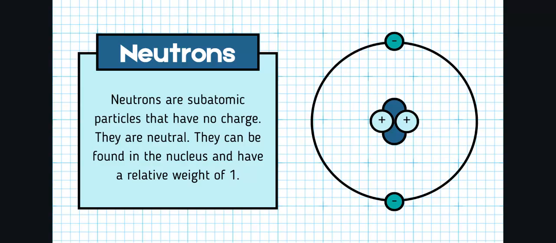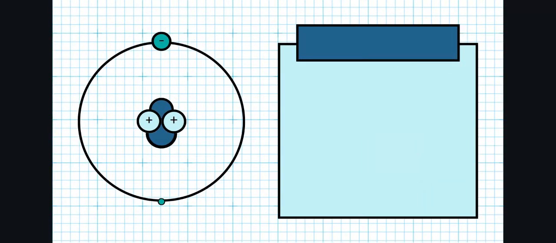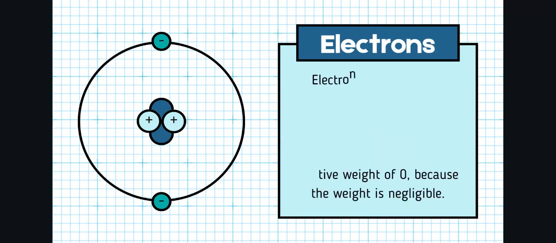That means that they can be found in the nucleus along with the protons and have a relative weight of 1, which also proves my statement about the mass of the atom being in its nucleus because of the huge relative weights in the nucleus. Now, if you looked at an electron's relative weight, it wouldn't be as much. And speaking of electrons, why don't we learn about them?